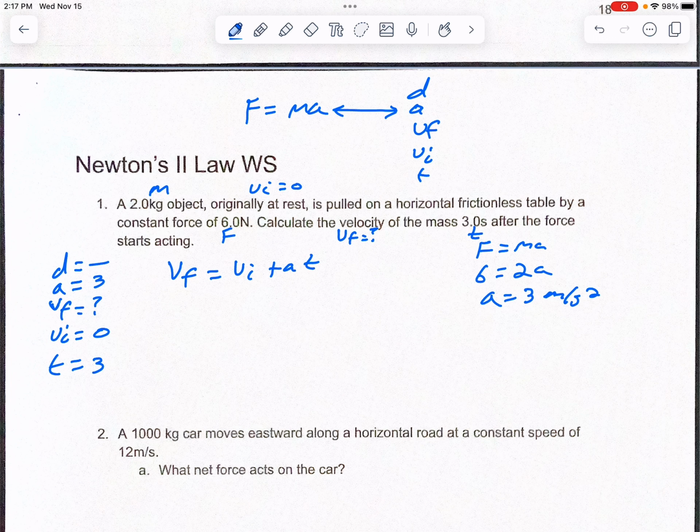So VF we don't know. VI is 0. A is 3. T is 3. Okay, so multiply those and you get a final velocity of 9 meters per second.